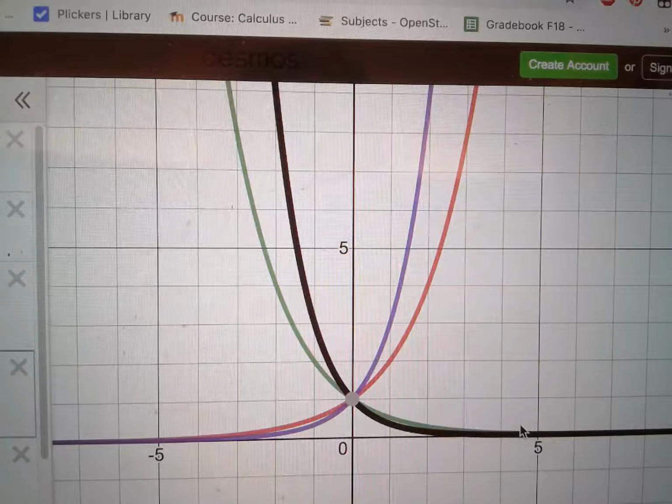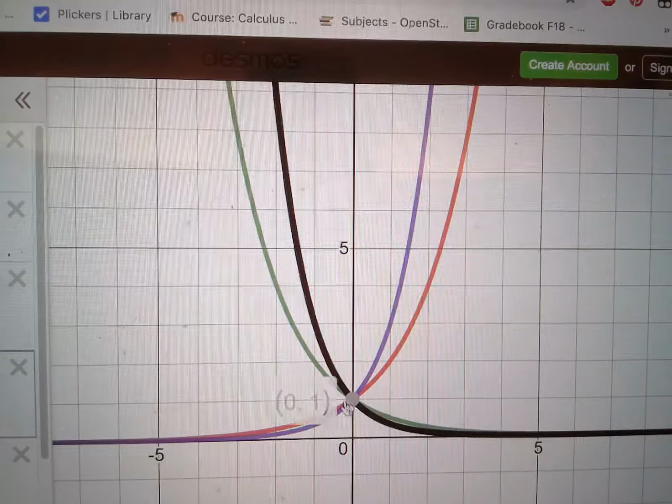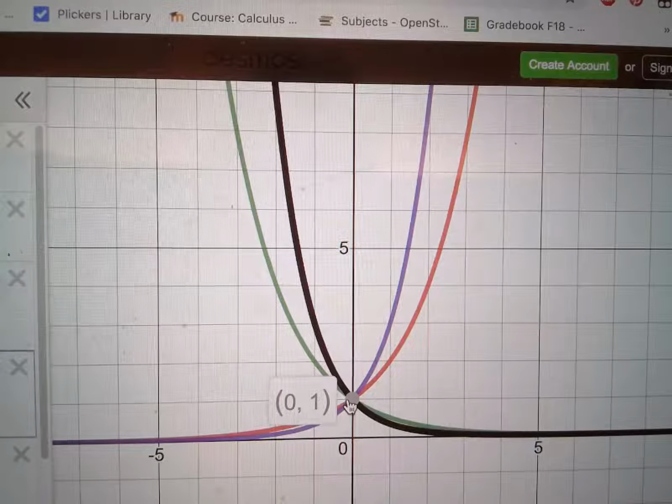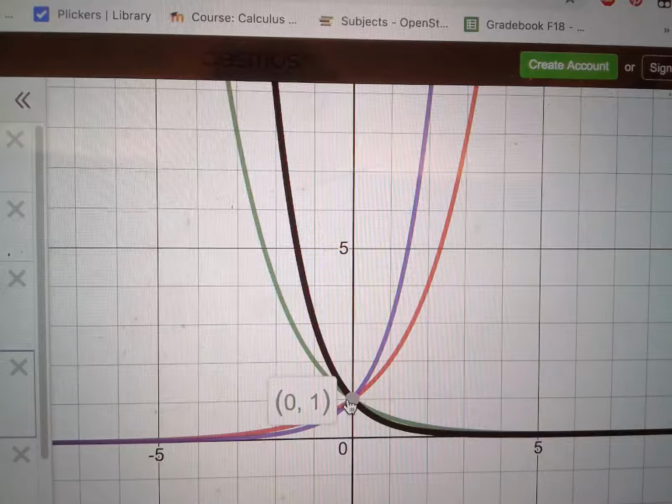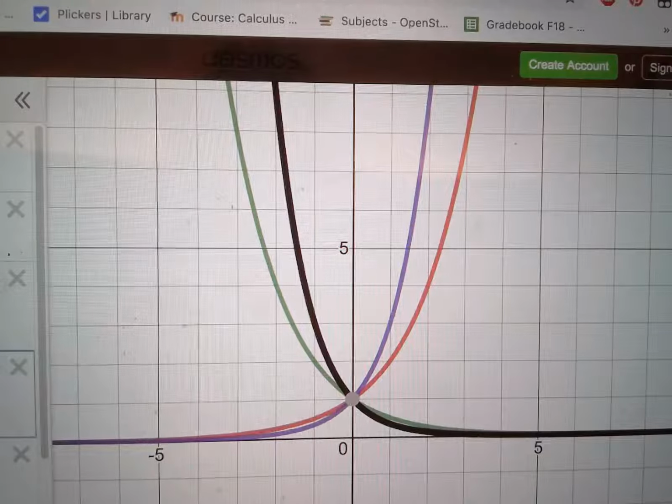They do all have this point in common here, (0, 1). Now when we were shifting quadratics, the point that we shifted was always the vertex. In this case, since the thing that they all have in common is this point (0, 1), that's where I try to focus my shift. So I am going to take these off here a little bit.